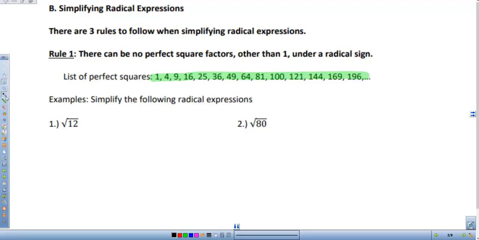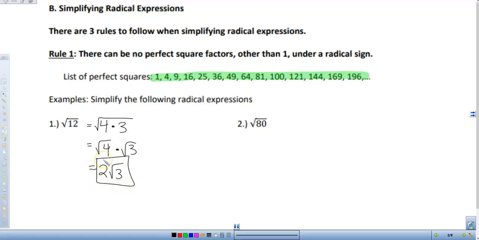So for instance, when I look at number 1, I got the square root of 12. This is not in its simplest form because it's violating this first rule. 12 has a perfect square factor, the factor of 4. So I can rewrite this as the square root of 4 times 3. And then, just like we did when we multiplied radicals together a second ago, this can be rewritten as the square root of 4 times the square root of 3. And then, of course, we know the square root of 4 is 2, and then we still have our root 3 there. So 2 root 3 is the same exact value as root 12. This is written in simplest form.